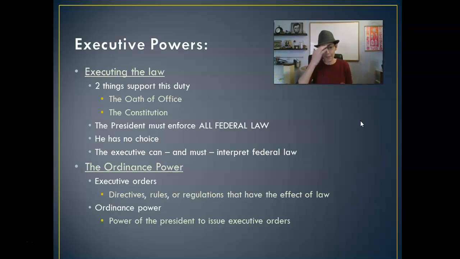Under this ordinance power, he's allowed to issue these executive orders, and they can range from anything involving national security to establishing national parks and holidays and things like that. So the president does have a fair amount of lawmaking power, but again, this power is very easily checked by the legislative branch if they choose to use that power to check the president. Most of the time, they do not.